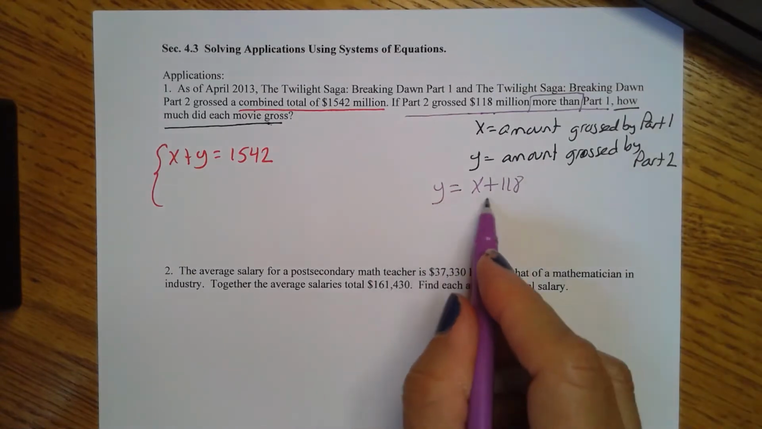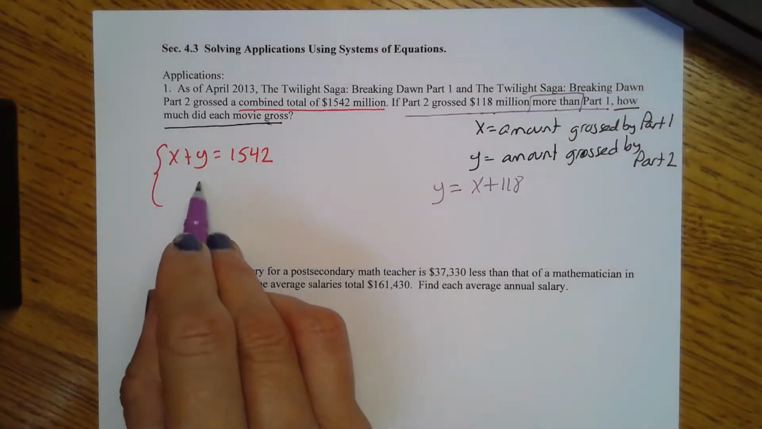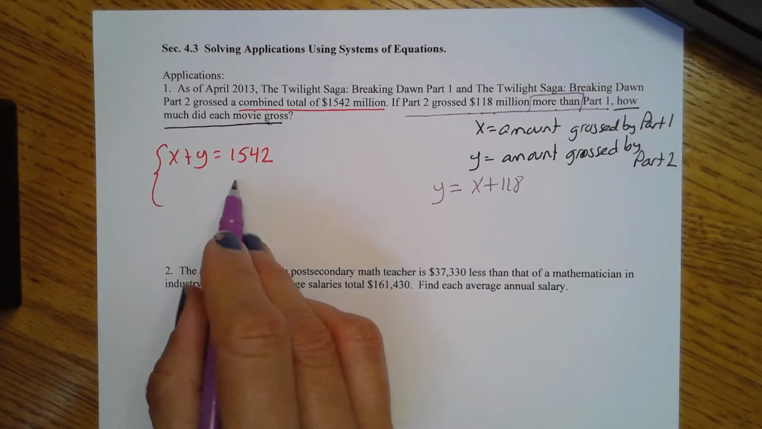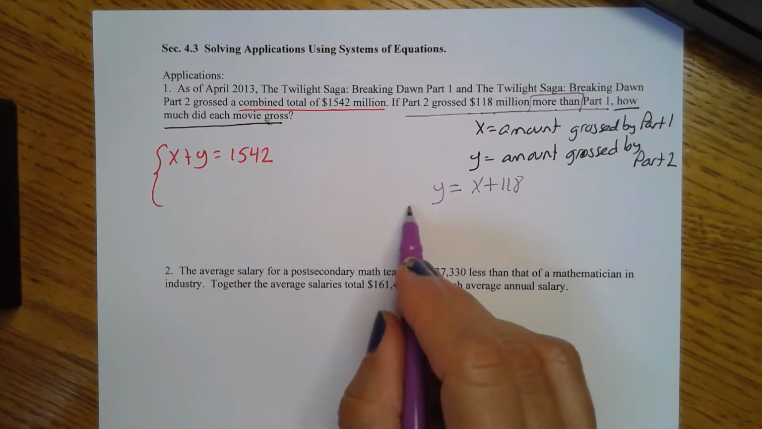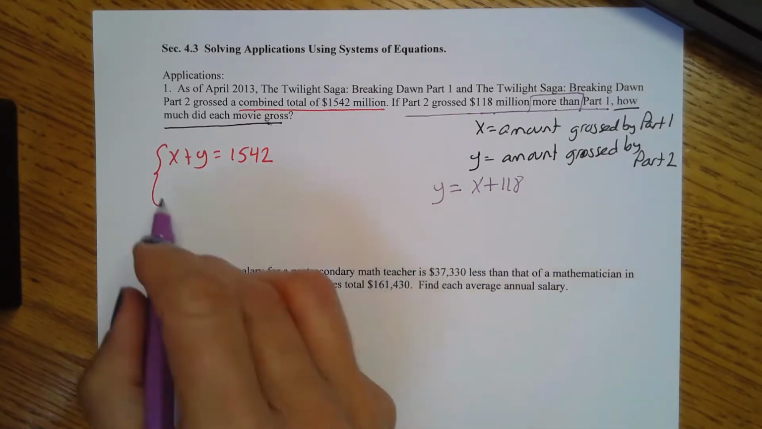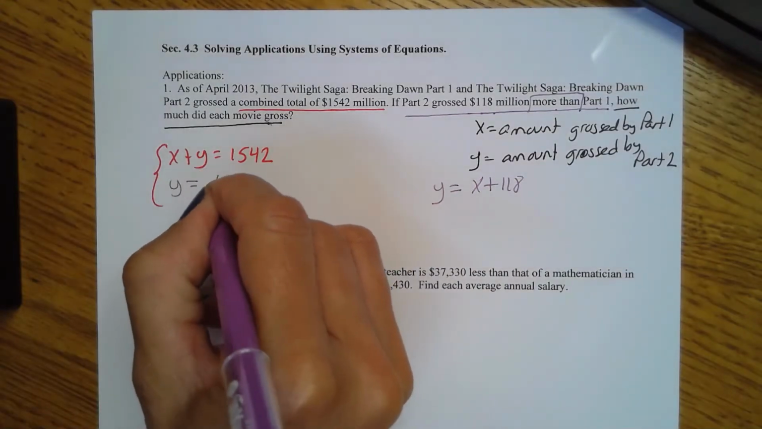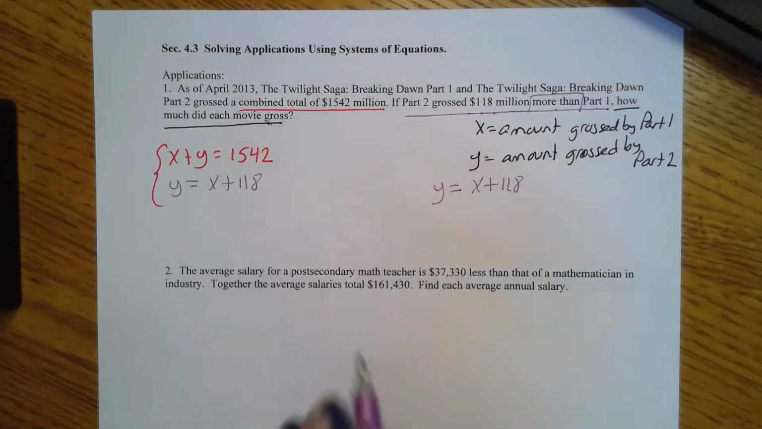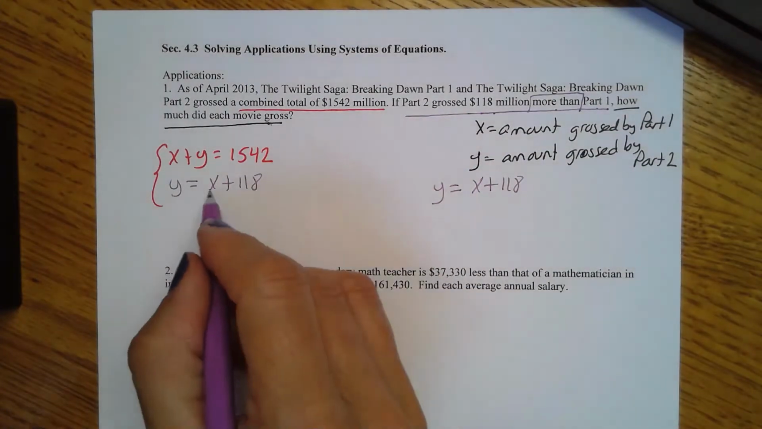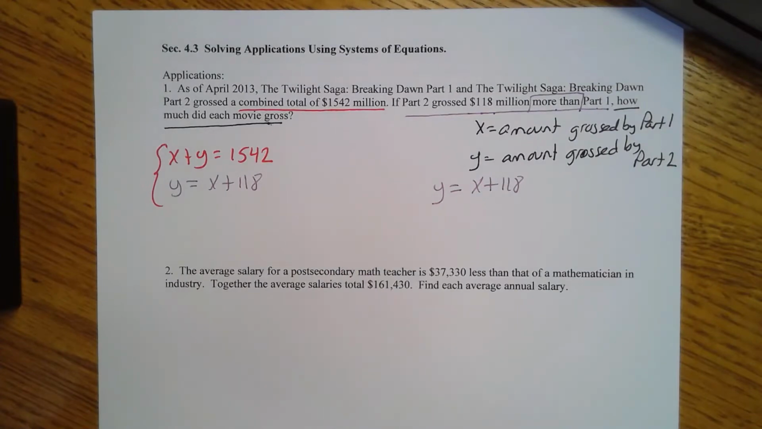If you wanted to do substitution, you would go ahead and write y equaling x plus 118. If you wanted to do the addition method, you would need to subtract over the x. And then those would probably cancel pretty easily. So you get to decide if you want to do substitution, leave it as is, or if you want to do the addition method, which you need to subtract over the x.